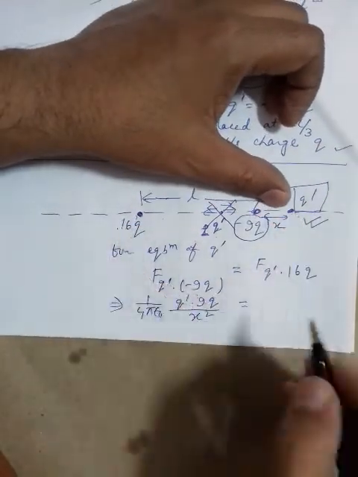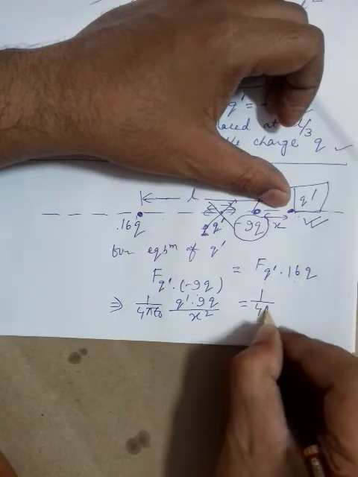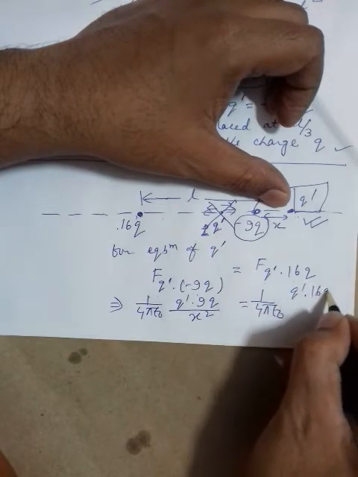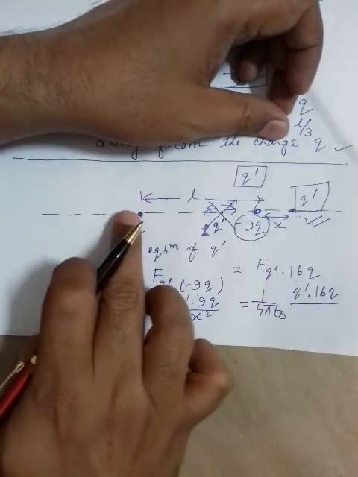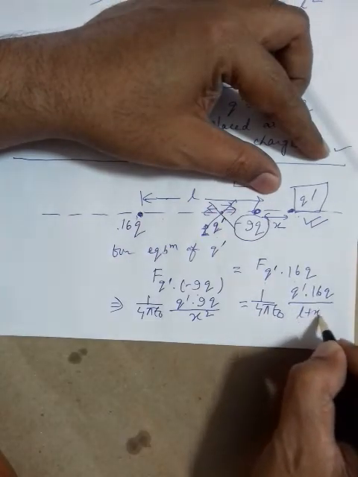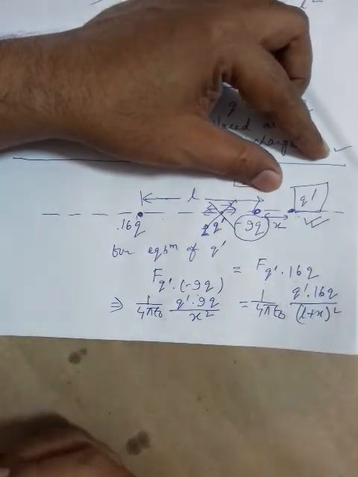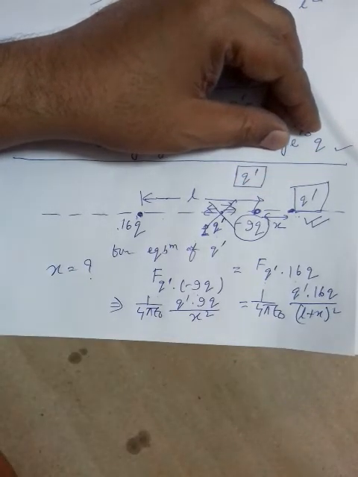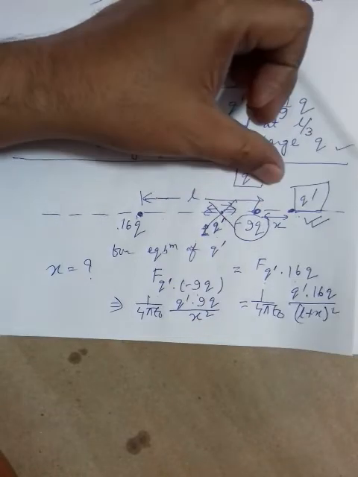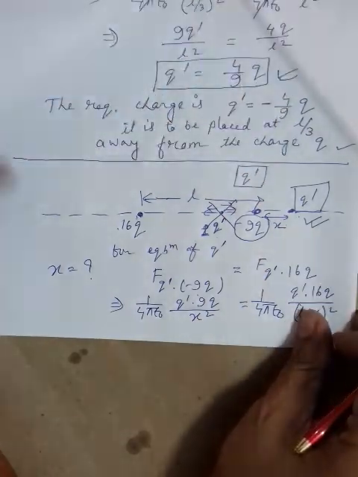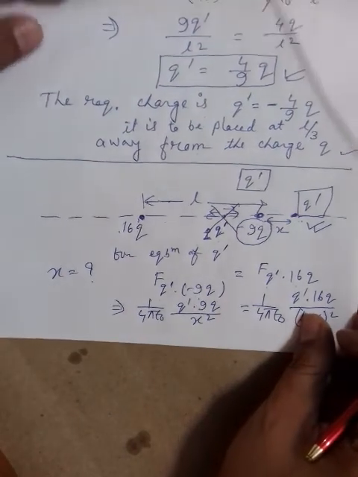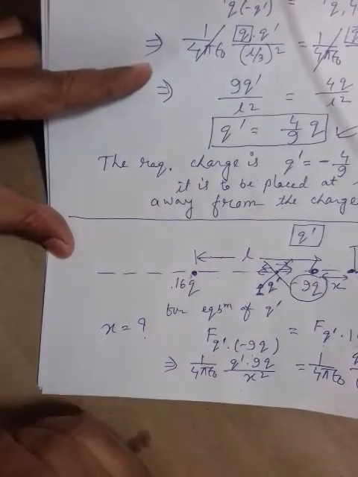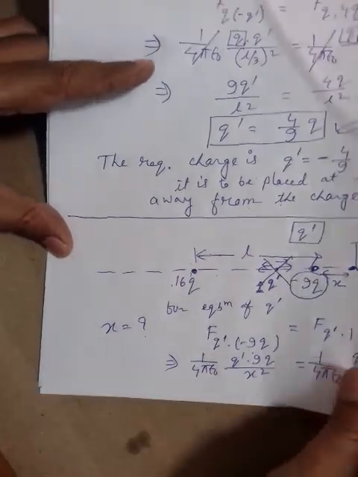Force acting on q dash because of 16q is 1 by 4 pi epsilon naught, q dash into 16q, by, what is the distance now from 16q? L plus x, whole square. My advice is that simplification will give you x. I am sure you are quite capable of doing the simplification. So this gives you x, and if you put the value of x at the time of calculating force on 16q or minus 9q, you get the answer. Just let me show the step.